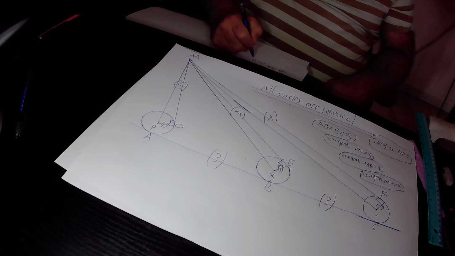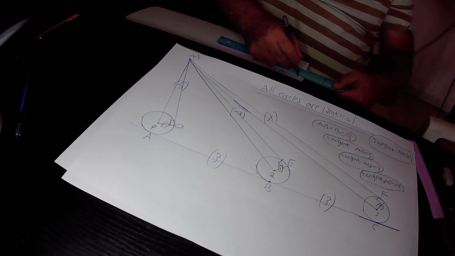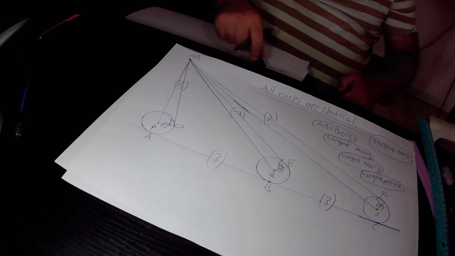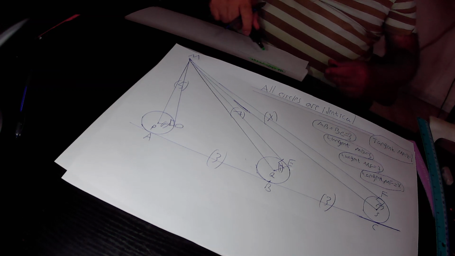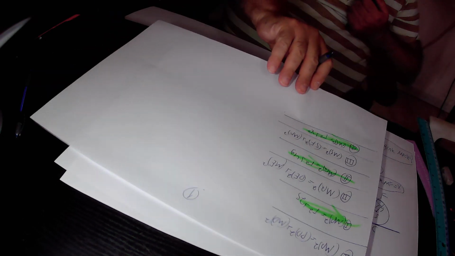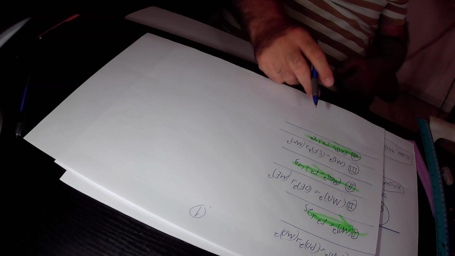So in total, according to equation 3, we should find out that MS squared equals R squared plus x squared.